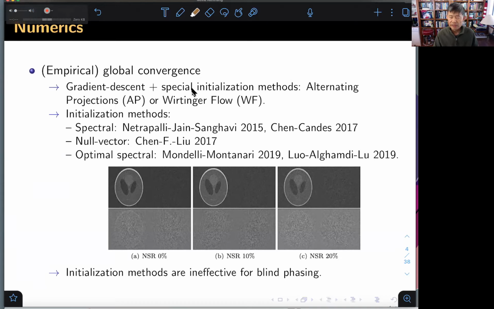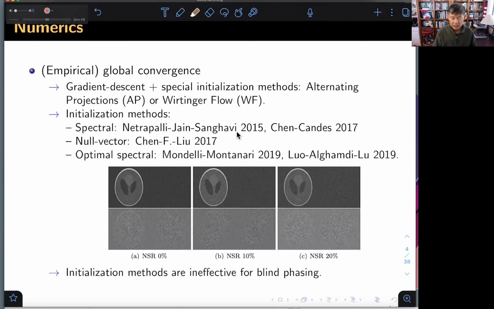There are 3 classes of initialization method. The earliest one is called the spectral method. I'm going to speak again in terms of the diffraction pattern. You use the diffraction pattern as a weight, and you construct, together with the measurement matrix, a new matrix and look at the leading eigenvector, using the power method to compute the leading eigenvector. That's roughly called the spectral method.